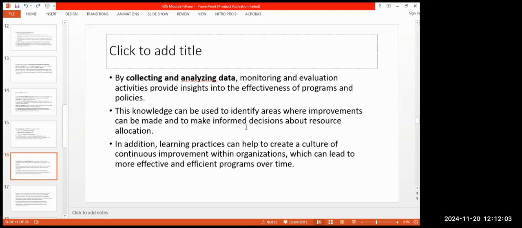It informs decisions on resource allocation. Depending on the outcome and the learning, resources can also be allocated as an outcome of this process.